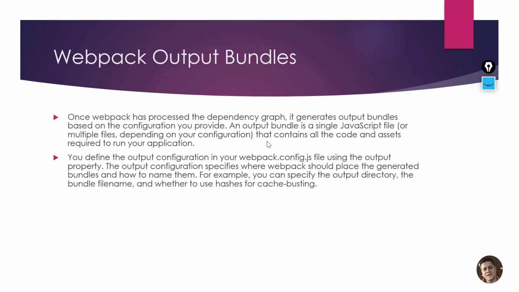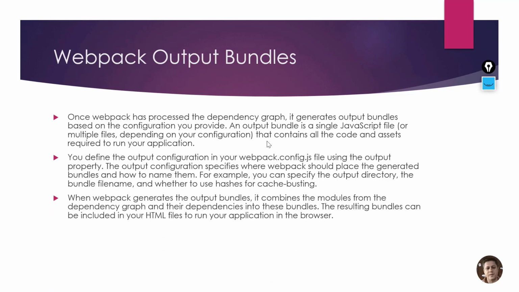You define the output configuration in your Webpack config using the output property. The output configuration specifies where Webpack should place the generated bundle. That is what I told you, right? In the next few minutes you will understand what I am talking about. When Webpack generates the output bundles, it combines the modules from the dependency graph and their dependencies into these bundles. The resulting bundles can be included in HTML files.